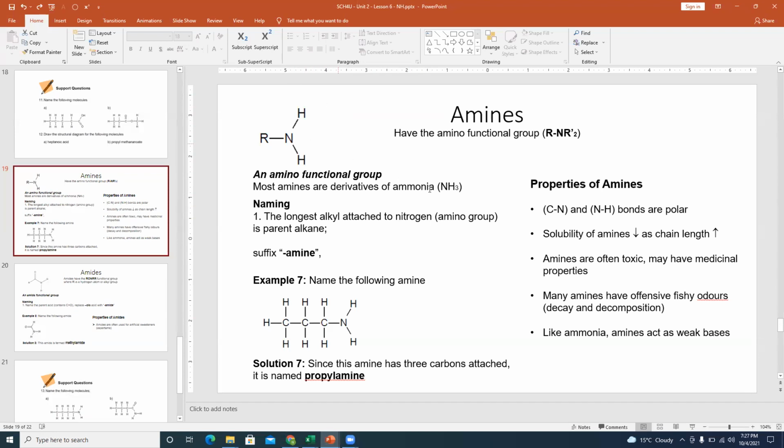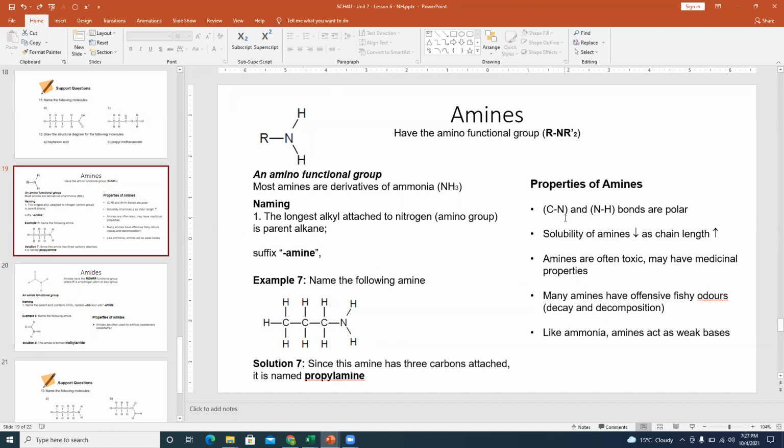They're derivatives of ammonia. Ammonia is NH3. This is NH2. And you have the suffix amine. So whatever it is, you put an amine at the end. If it's 3 carbons, it's a propylamine. If it's 4 carbons, it's a butylamine. 5 carbons, it's a pentylamine. And that's how you name them. Whichever is the longest alkyl that's attached to the nitrogen amino group is the parent alkane.